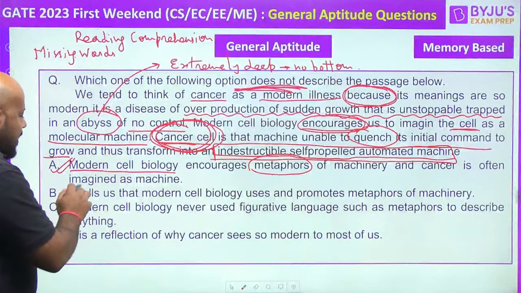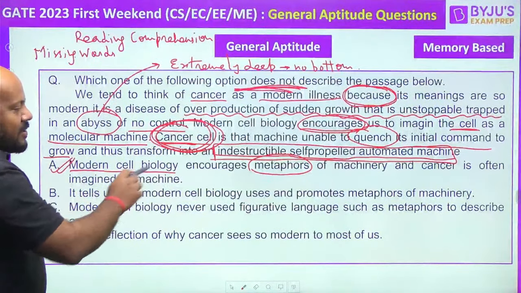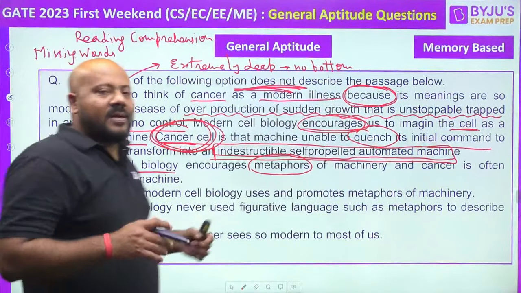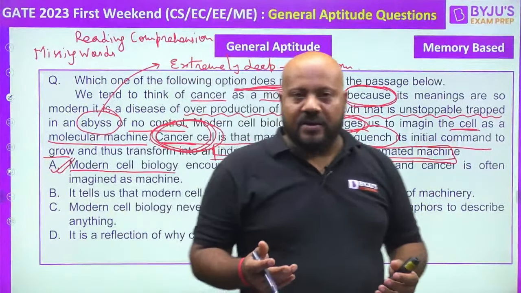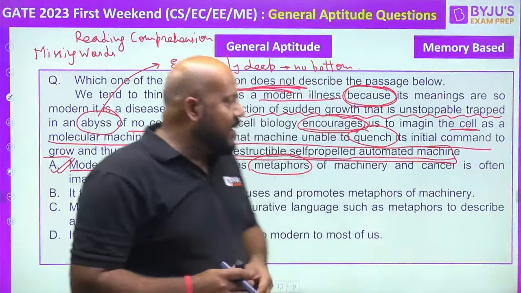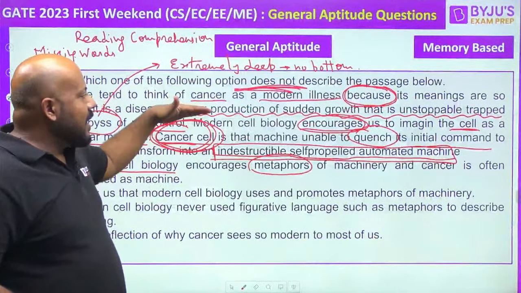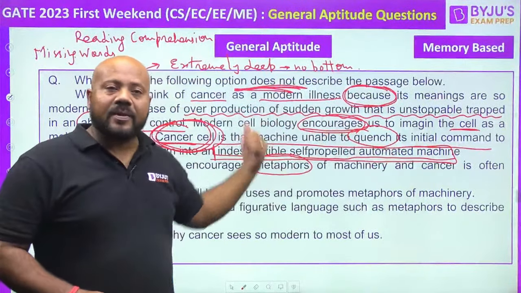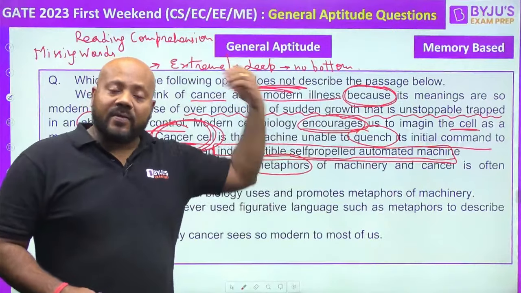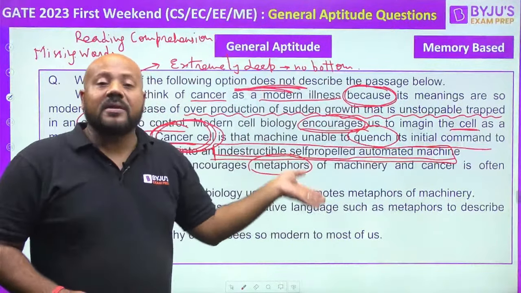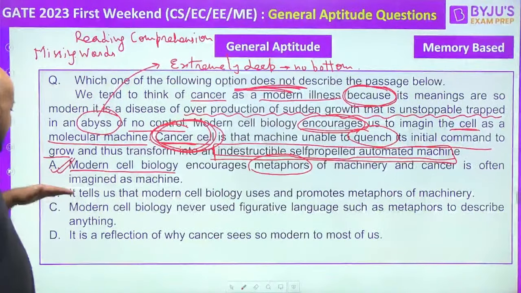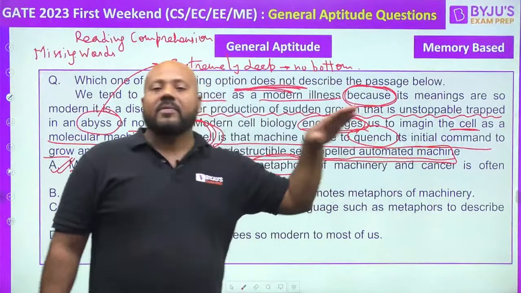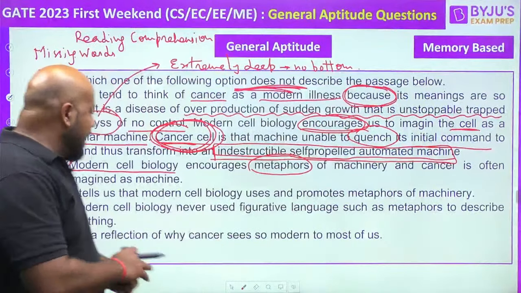B, it tells us that modern cell biology uses and promotes metaphors of machinery. Now it cannot be concluded from the passage. Yes or no? Maybe for cancer, modern cell biology is telling you one example of machinery, but nowhere is it mentioned in the passage that for every situation, for every disease, they are using a similar pattern. So can you conclude the second statement, that it tells us modern cell biology uses and promotes metaphors of machinery? You cannot be sure. So I have a dilemma about it.